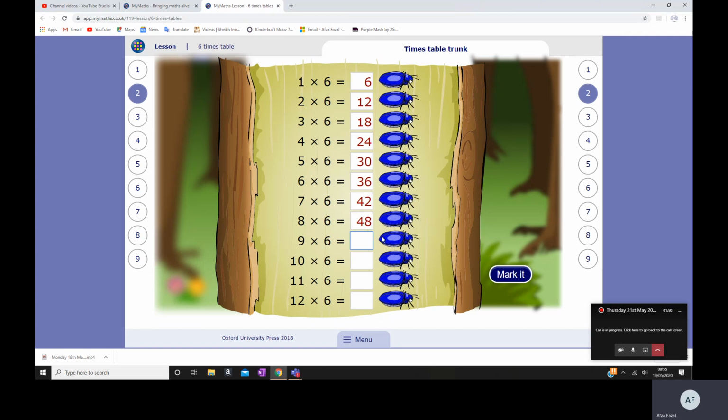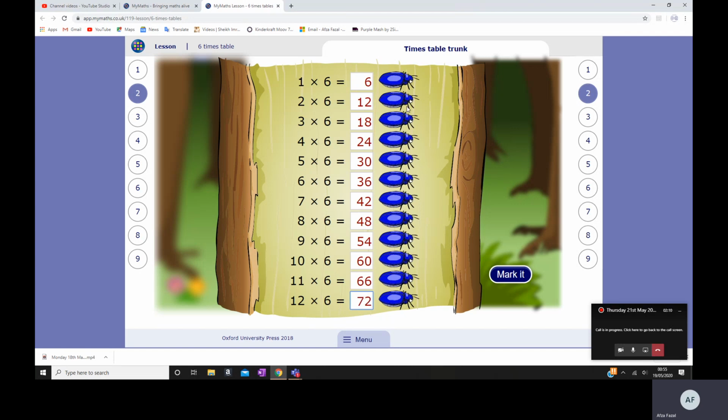So if I struggle, what I'm going to do in my head is this, 48 add 6, so 48 in my head, 49, 50, 51, 52, 53, 54. Best way to do it, where a lot of you struggle, just remember it like that. 10 times 6 is 60, 11 times 6 is 66, and 12 times 6 is 72.